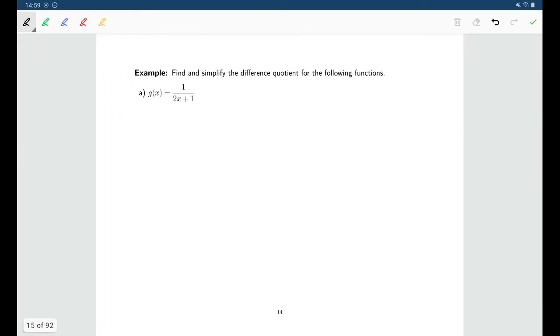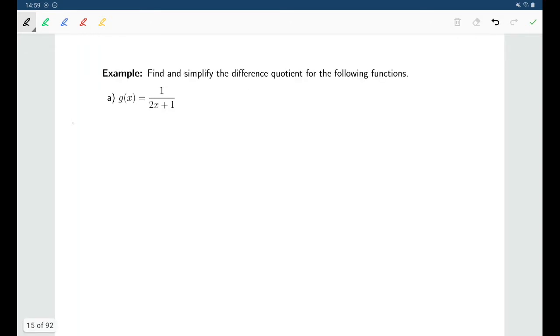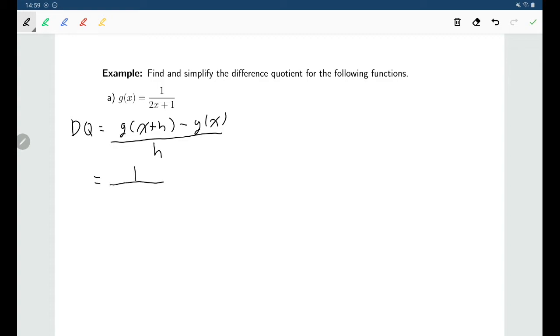So we're going to do this here, finding and simplifying the difference quotient for these functions. First one, g of x. So if we're looking at our difference quotient using g of x, we know that the difference quotient would be g of x plus h minus g of x, whole thing over h. And to find g of x plus h, we're going to be taking our original function and replacing the x's with x plus h.